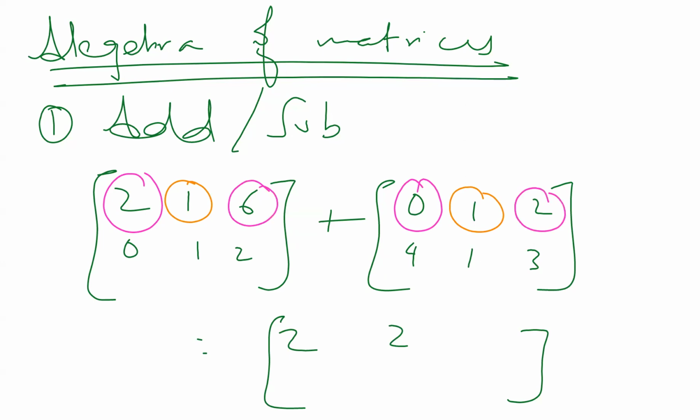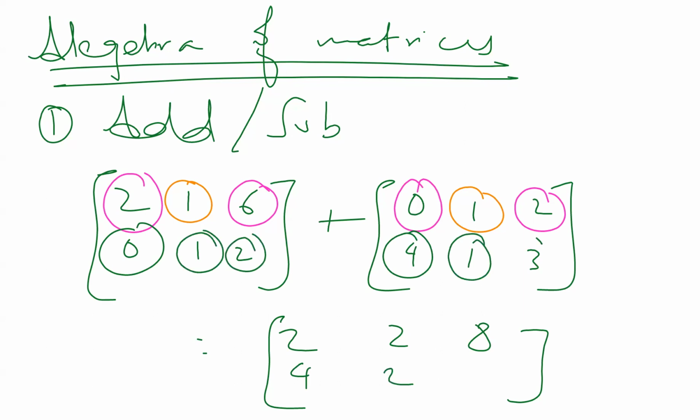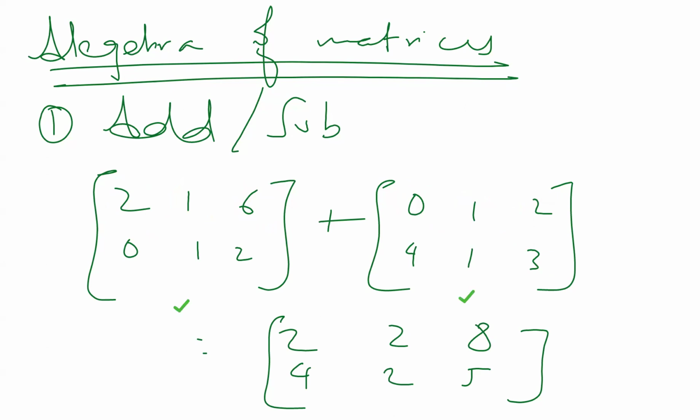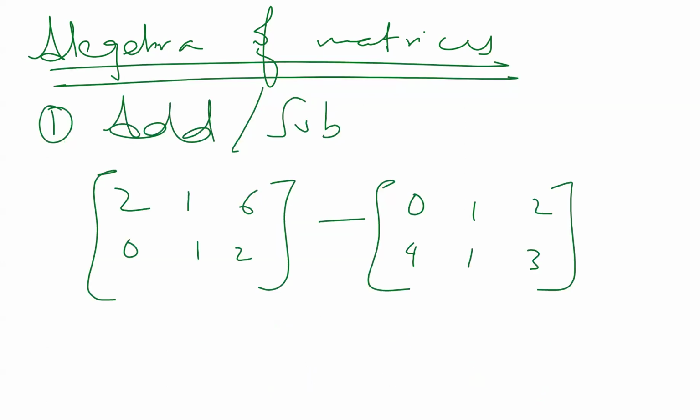6 plus 2, 8. Okay. Likewise, 0 plus 4, that is 4. 1 plus 1, that is 2. 2 plus 3, that is 5. So the corresponding elements are added or subtracted. Only if the order of this matrix and this matrix is same, then we can do this. Otherwise, we cannot.